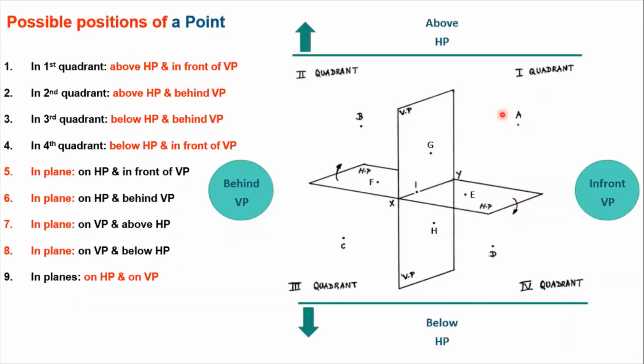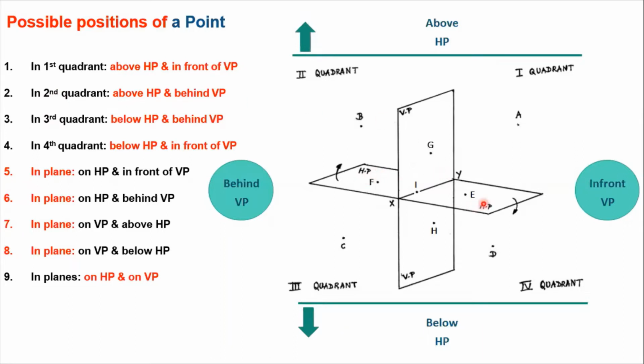So now let us see the possible position of a point in space. There are a total of 9 positions possible for any point in space, which are listed down here. Now before going to that, let us understand the quadrant system quite differently.